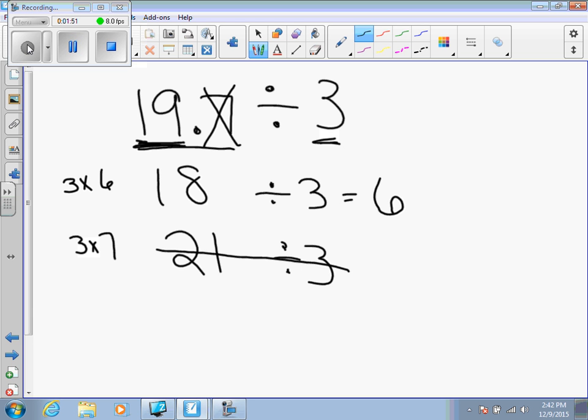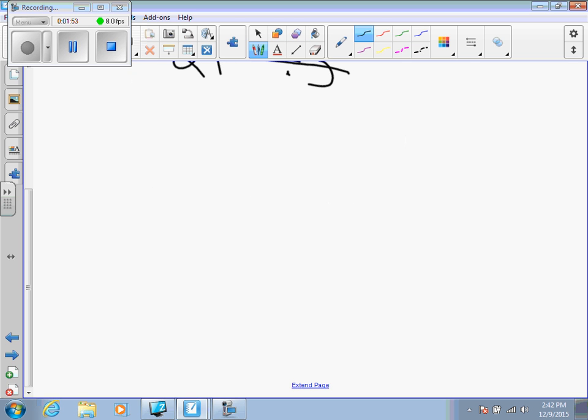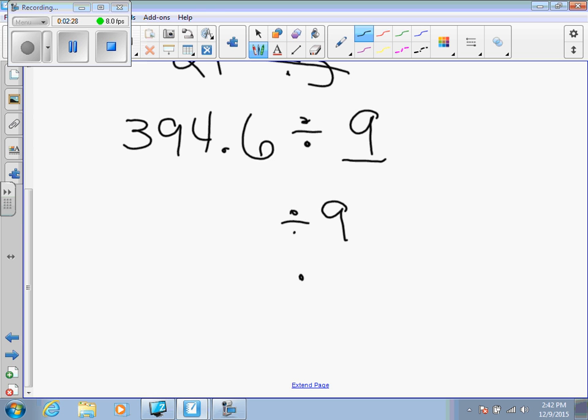Now, next one. Very quickly, let's look at 394 and 6/10 divided by 9. So let's walk through this together. Everybody should have their workbook page out. I have a one-digit divisor, so what do I do? You just keep it the same. So I'm going to do divided by 9.